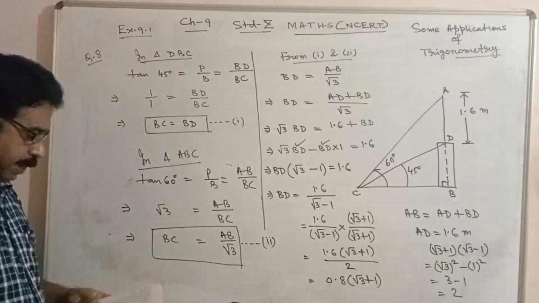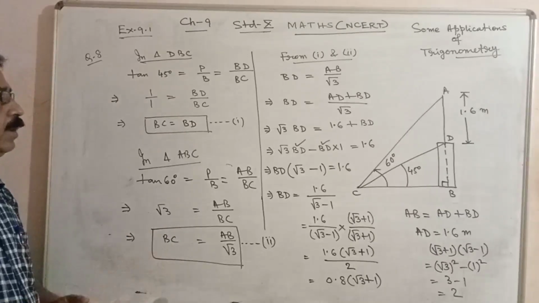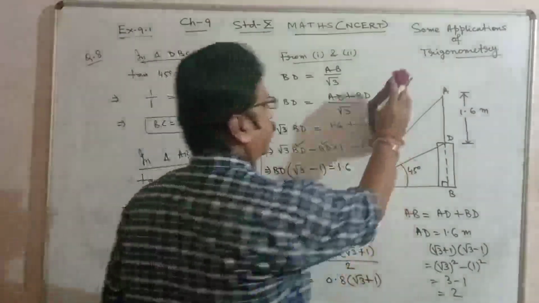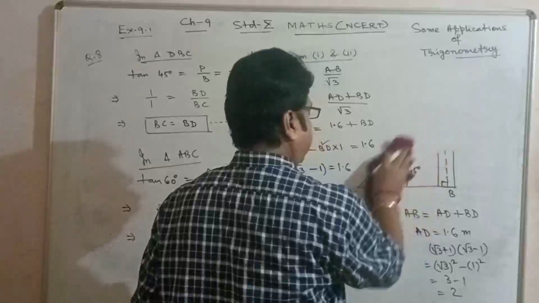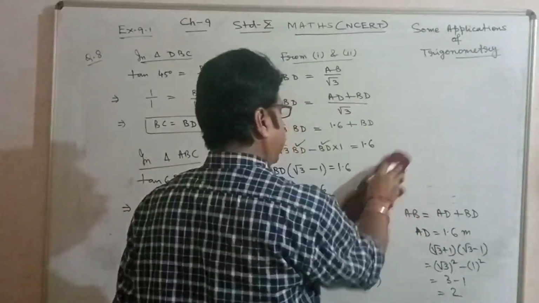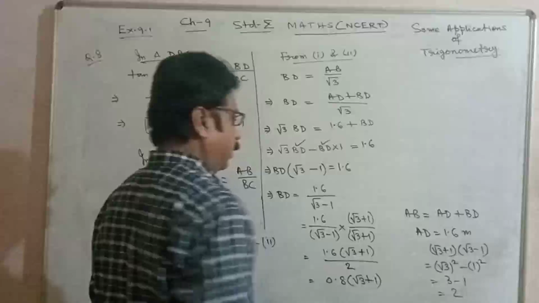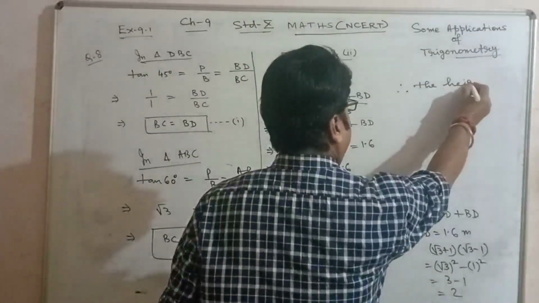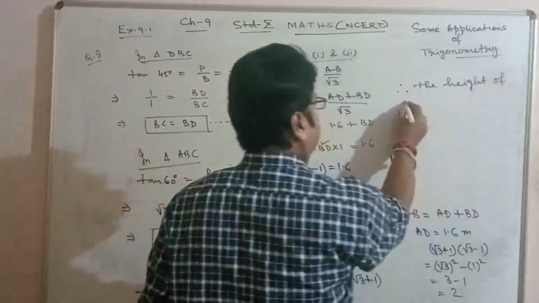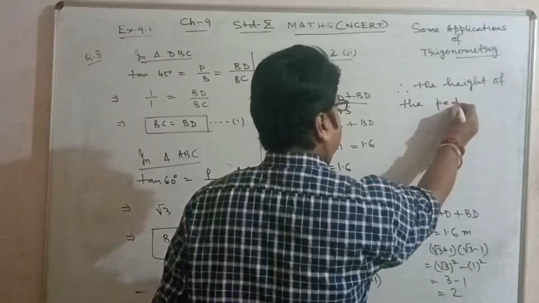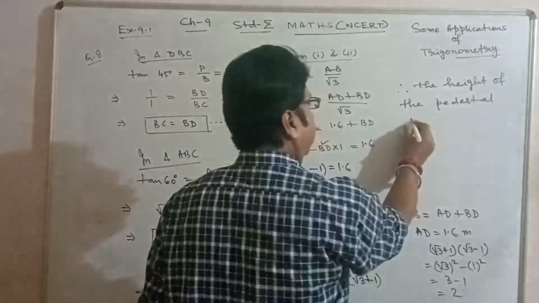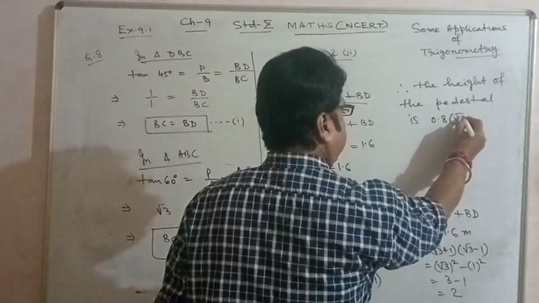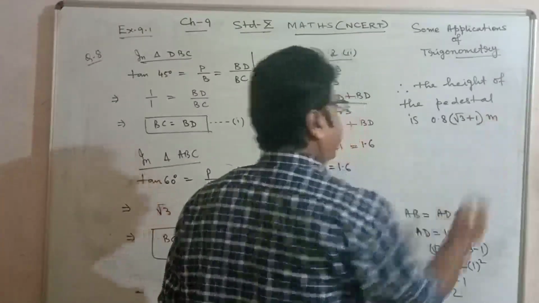You can write the answer now. Find the height of the pedestal. Therefore, the height of the pedestal is 0.8 into root 3 plus 1 meter.